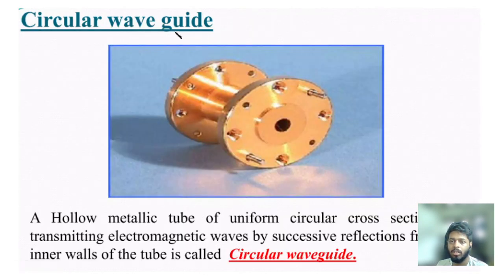Let us see what is circular waveguide. A hollow metallic tube of uniform circular cross section for transmitting electromagnetic waves by successive reflections from the inner walls of the tube is called circular waveguide.